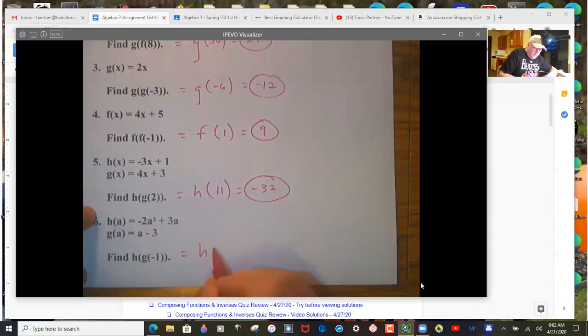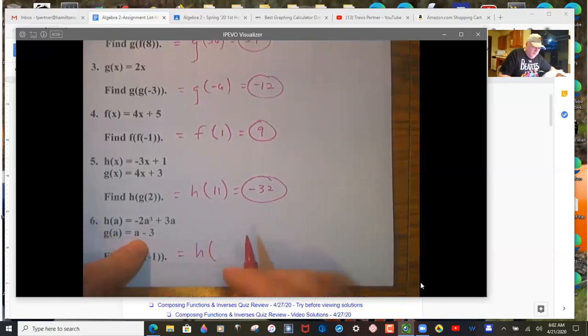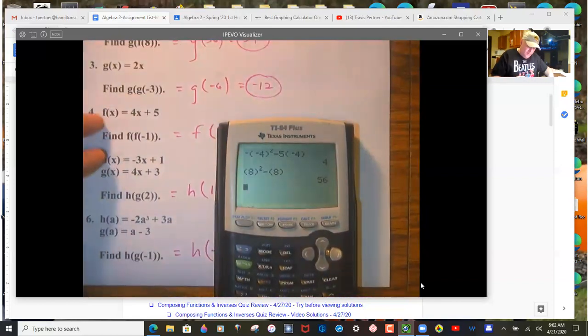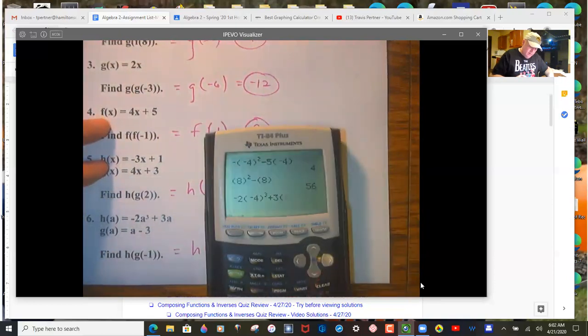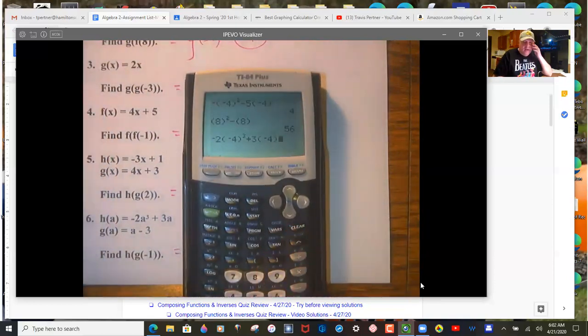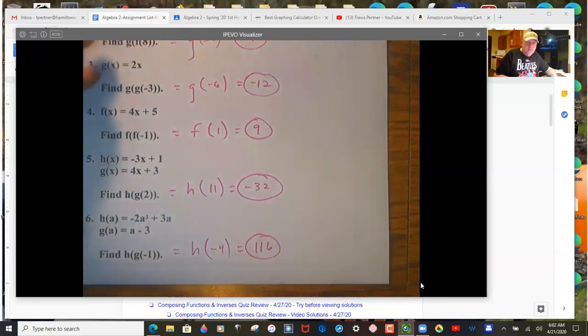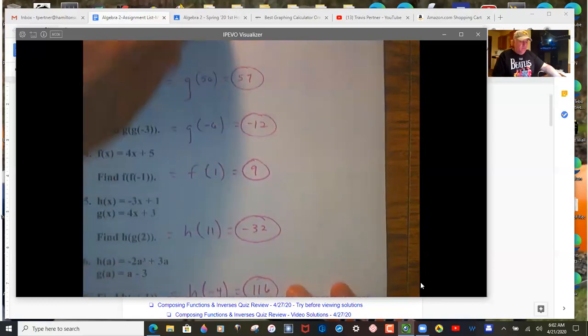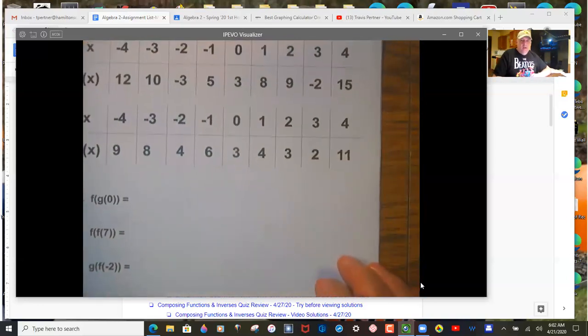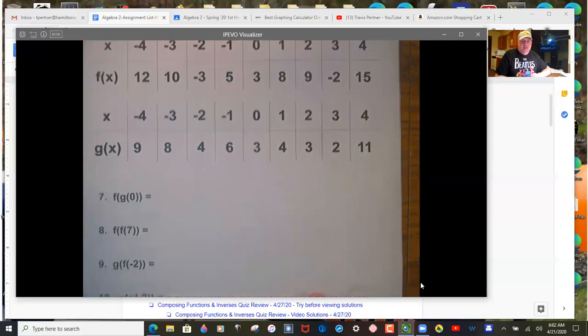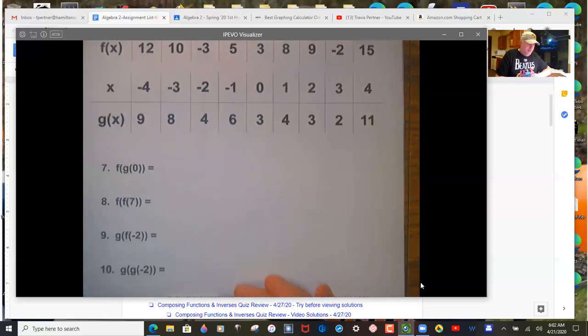And then h of g of negative 1. So we want to figure out g of negative 1. That would be negative 4. And then h of negative 4. So here's another one that we want to probably use our calculator to do, and use parentheses around what you're substituting in for. If you don't do that, you're going to get a lot of these wrong that are more difficult.